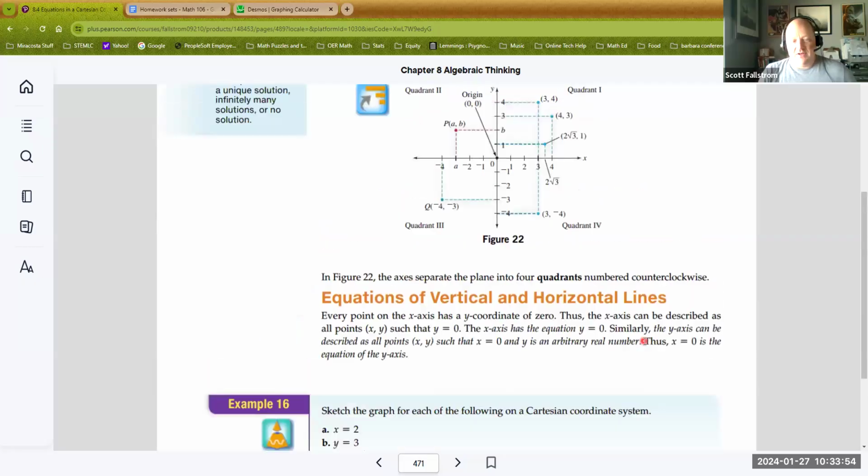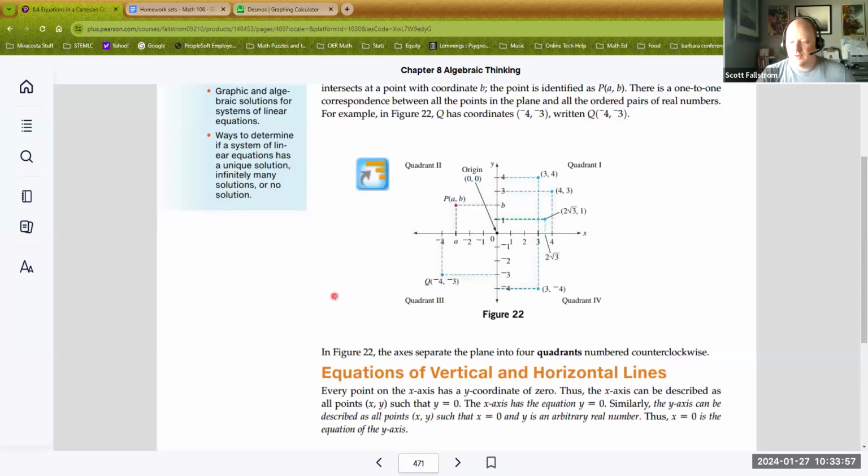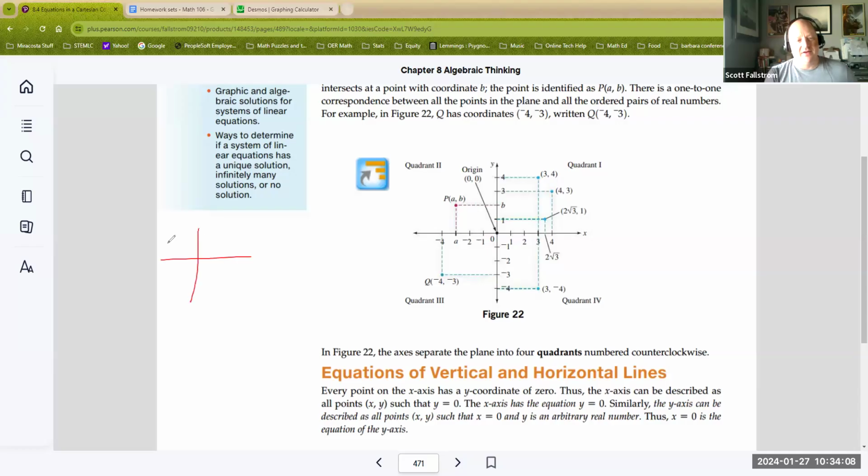Equations of vertical and horizontal lines. Well, if you're picturing a horizontal line, a horizontal line will always have the same y component. So when we write a horizontal line that looks something like this, notice every point on that line has the same y coordinate. Maybe it's a y coordinate of 2. So if we want to represent that line, instead of every single point, we could just say, okay, this line is represented by anything that has a y coordinate of 2. If you have a y coordinate of 2, you are on this line.